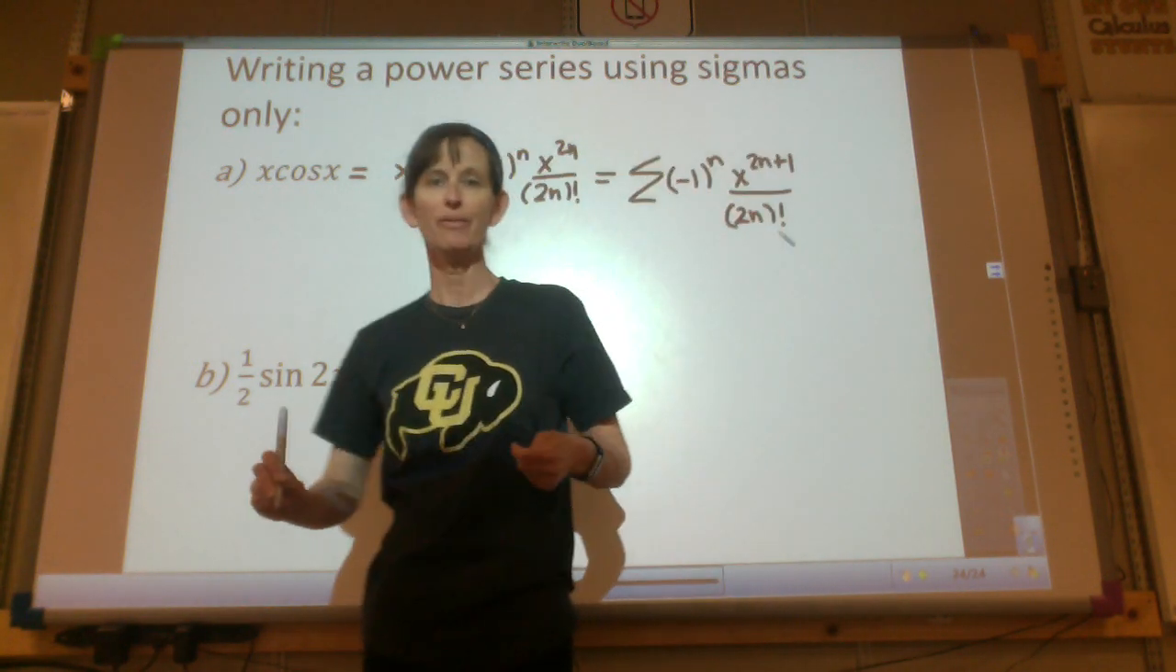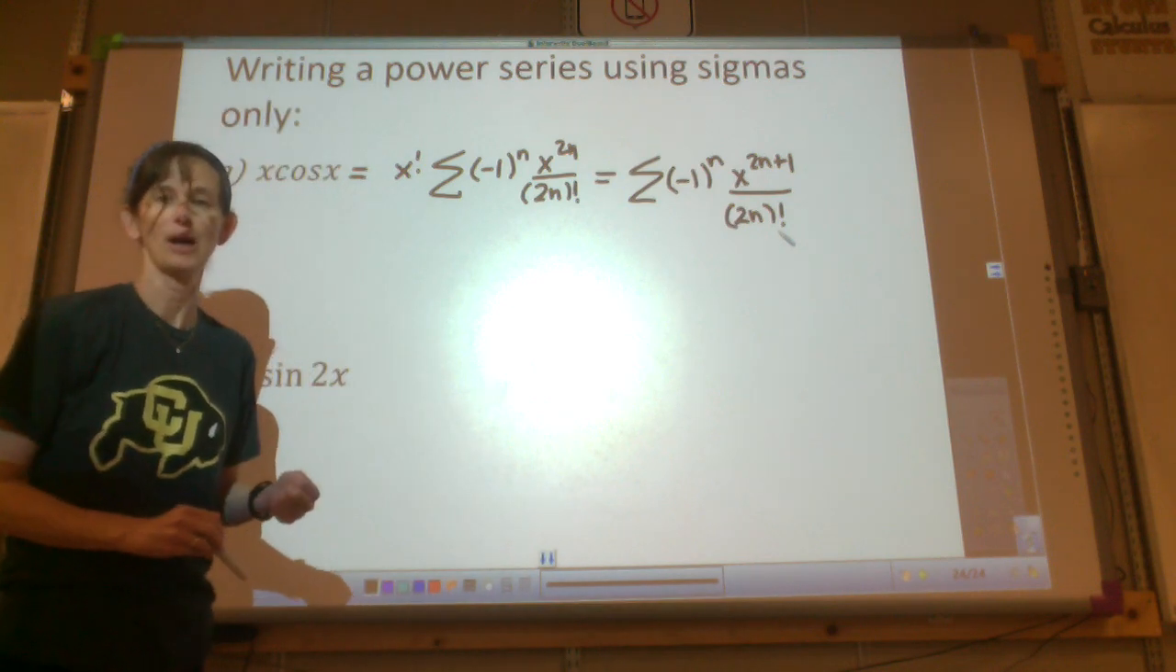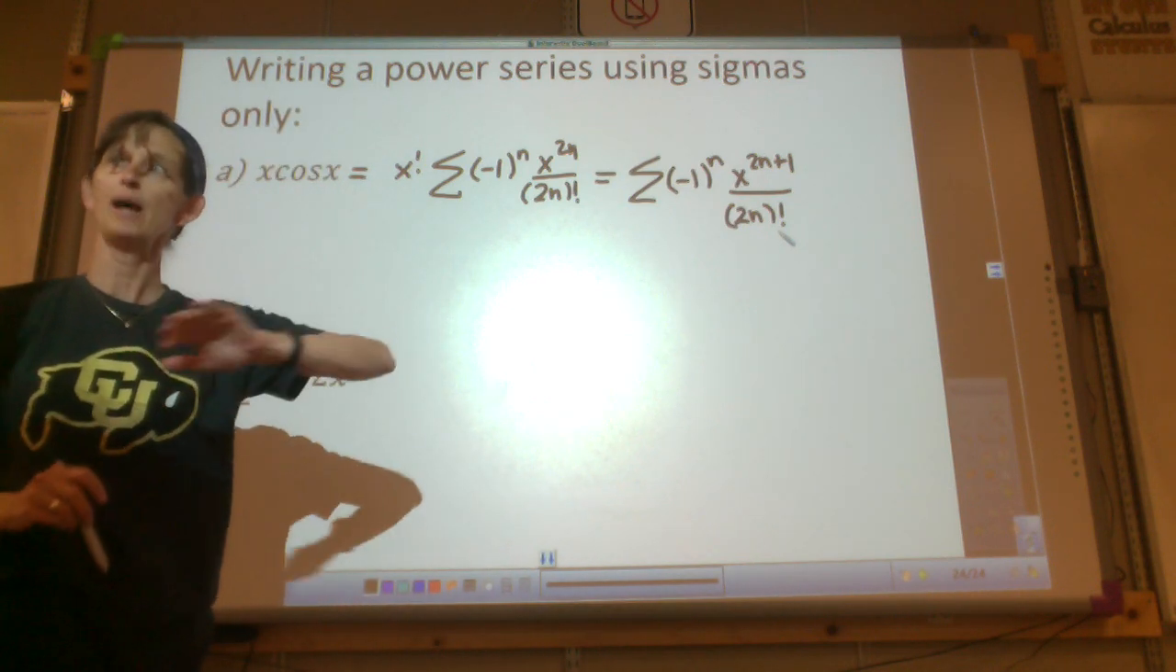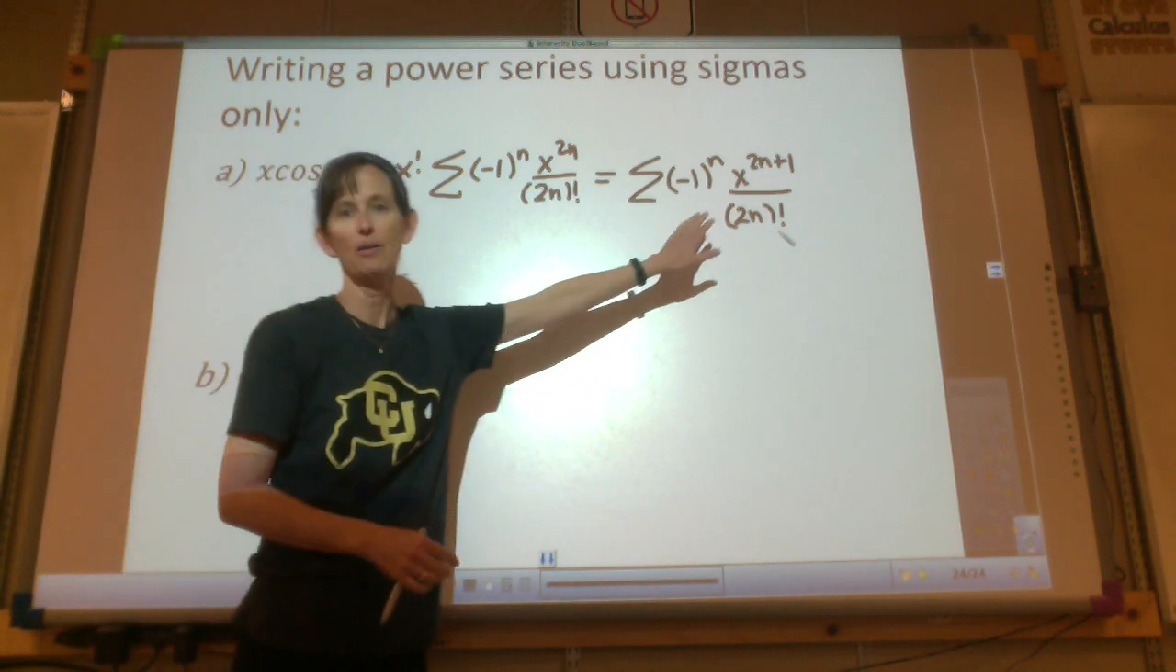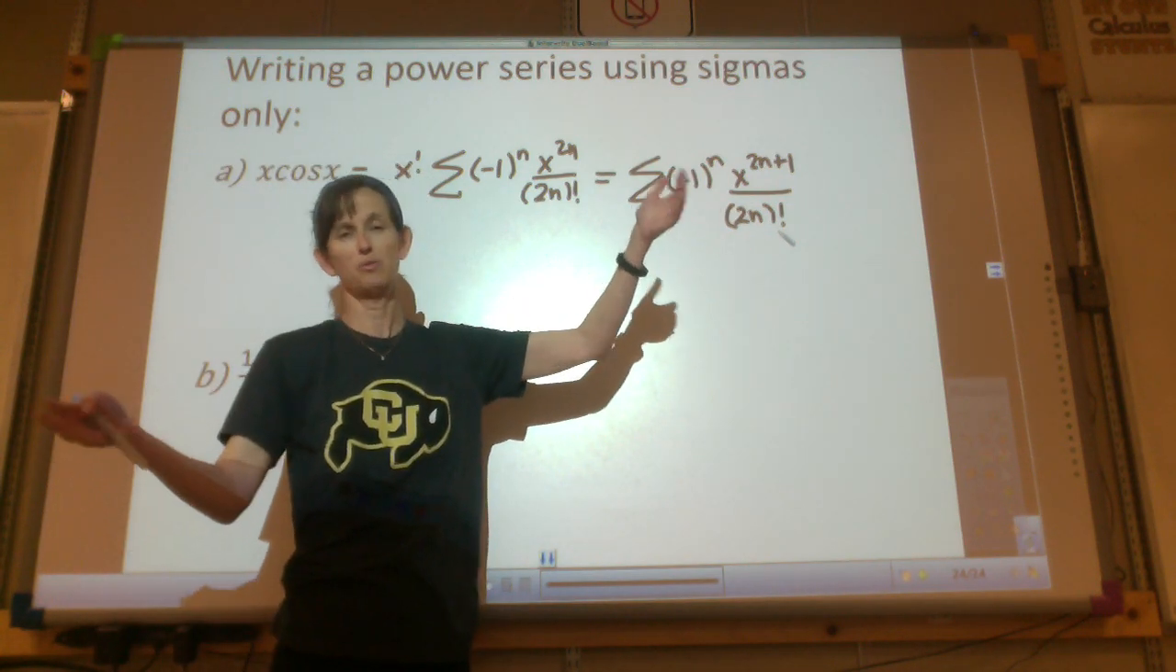And if you don't believe that is a good representation for x cosine of x, write out the terms of cosine of x and multiply each one by x, and then write out these terms, and you'll be like, she was right.